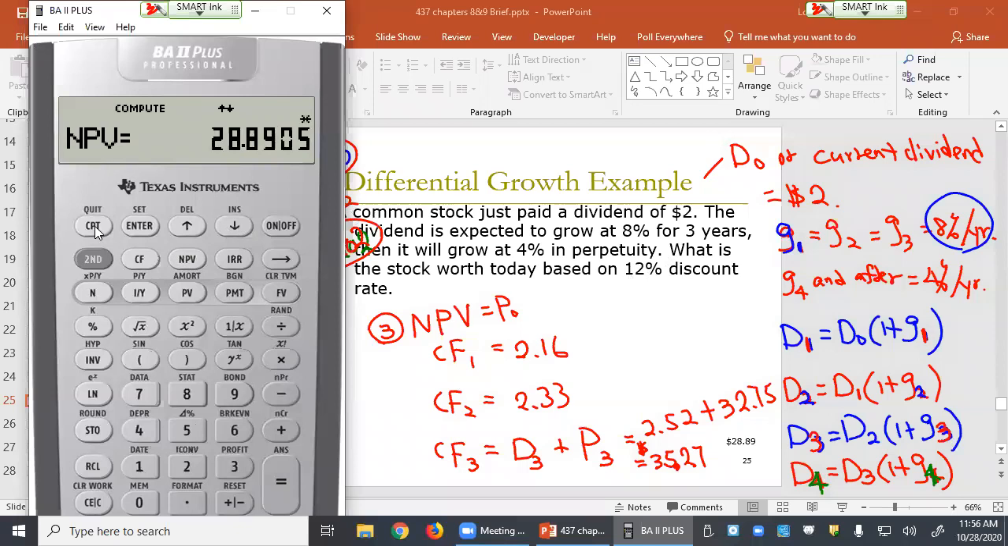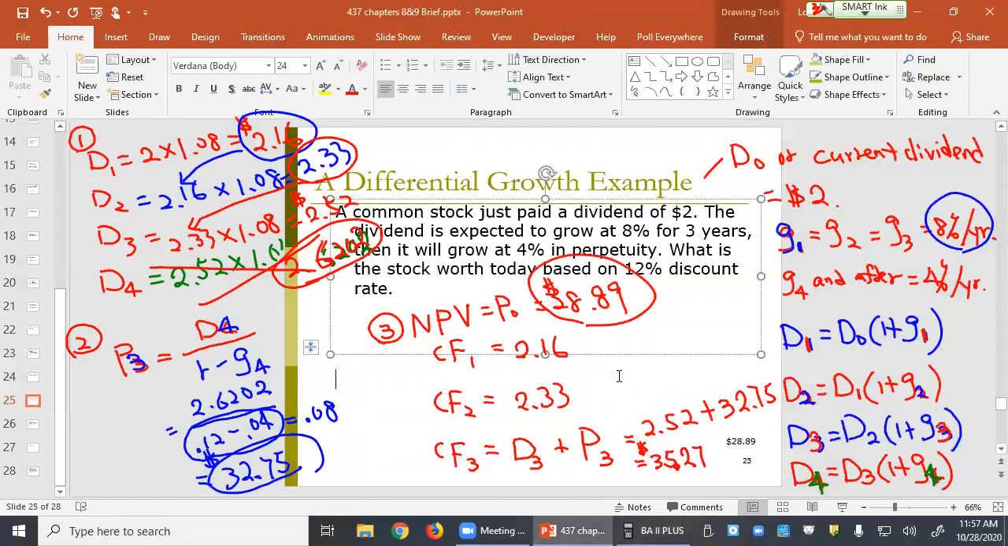So this is the final answer, $28.89. Okay, so this is the intrinsic value per share. So that's the highest price a rational investor should be willing to pay when buying this stock right now. Okay, so if the same stock is priced at $32 per share, you should not buy, okay, because you'll be overpaying for this asset. That's assuming your calculation and all the information that you have here is accurate. Okay, so that's the basic differential growth example.